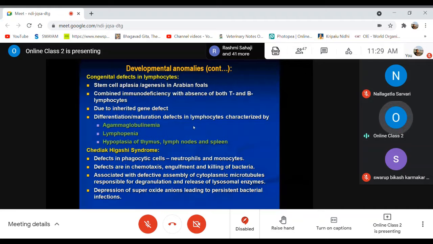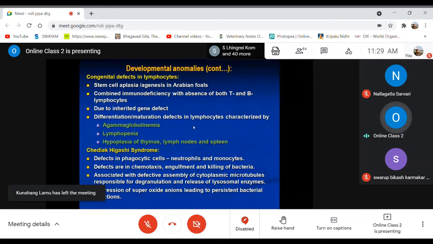As you know, the lymphocytic cells are known as immune cells. This type of stem cell aplasia or agenesis used to occur when there are defects in the lymphocytic cells, and it commonly means combined immunodeficiency, with the absence of both T or B lymphocytes.